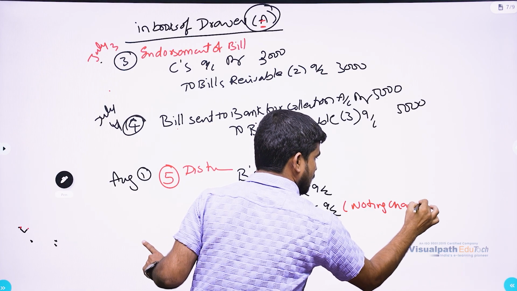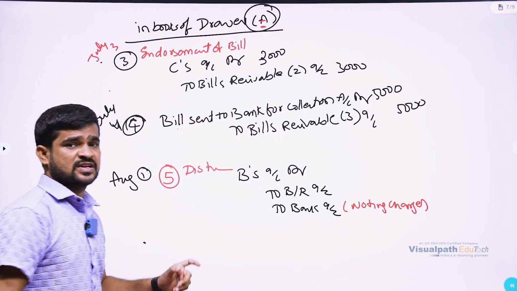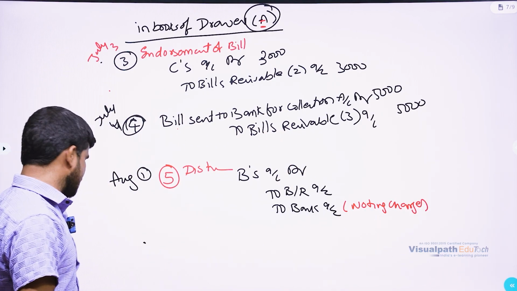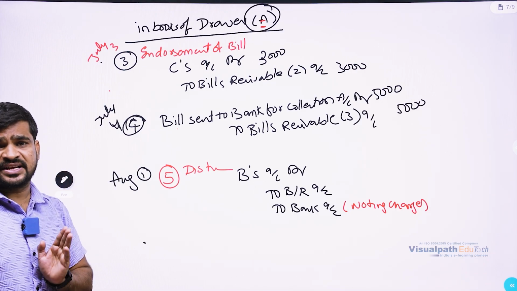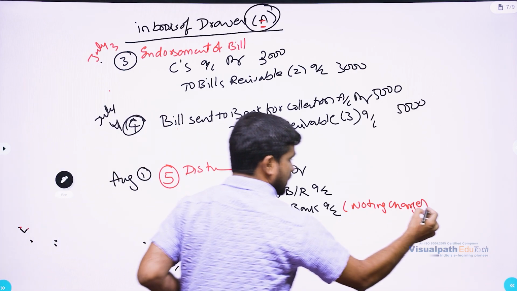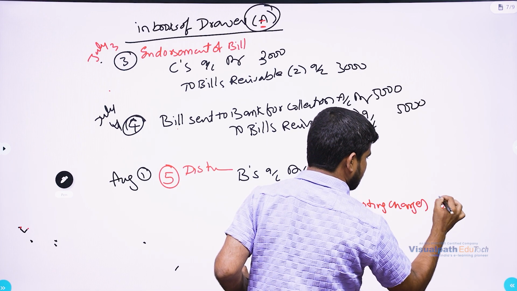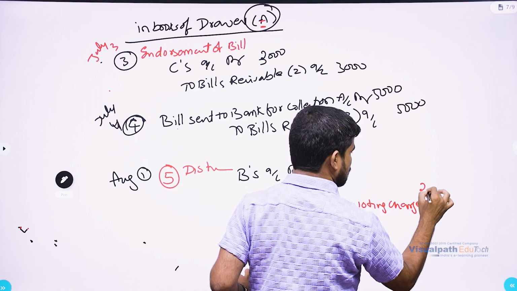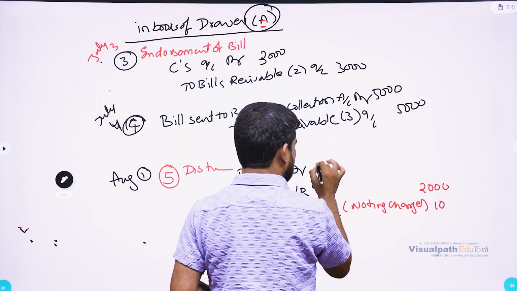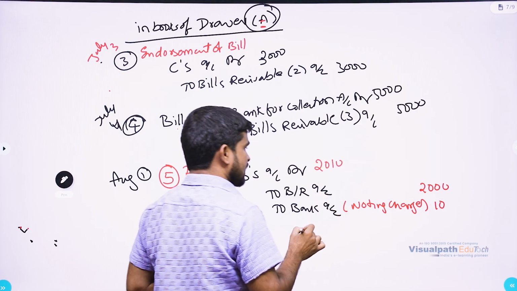Very important: how much did we spend on noting charges for bill 1? It is clearly mentioned in the question: 10, 15, 20 rupees are paid as noting charges for the 3 bills. Here we paid 10 rupees for the noting charges of bill 1, and the bills receivable amount is 2000 rupees, so the total 2010 rupees he has to pay.